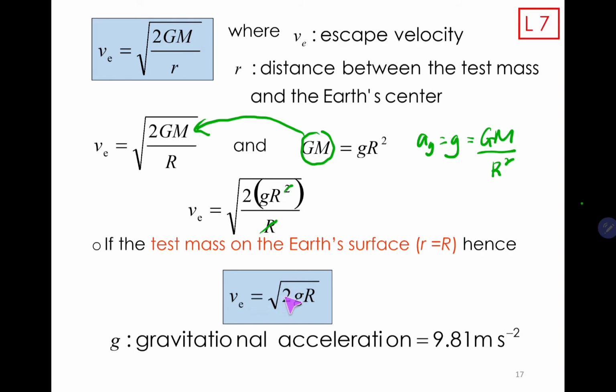Escape velocity equals the square root of 2gR. For any test mass on the Earth's surface, where r equals capital R, the equation is like this. As we know, g here is a constant on the Earth's surface, g equals 9.81. We substitute into this equation, and R is the radius of the planet, and then you will get the escape velocity directly.